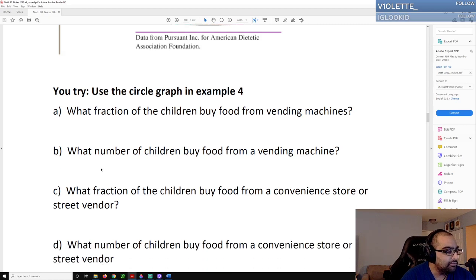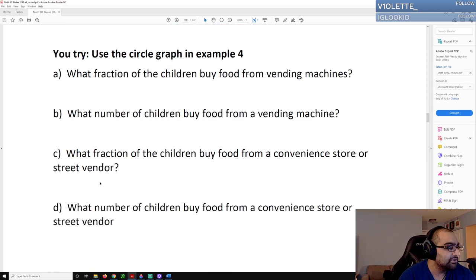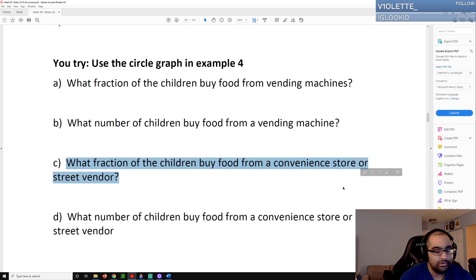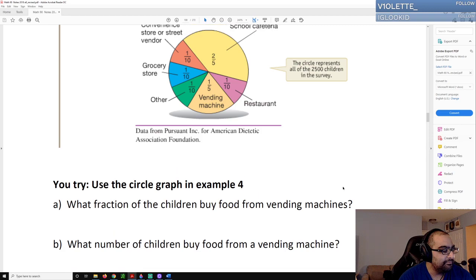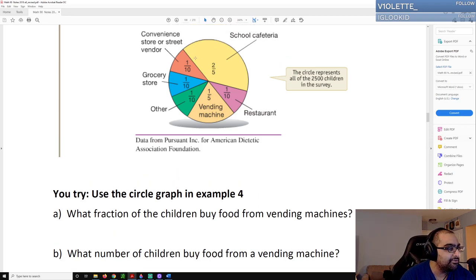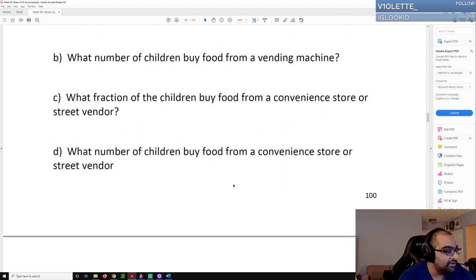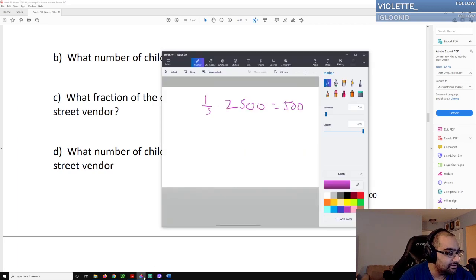But the one I want to focus on here specifically is going to be letter C. Letter C is kind of the bigger one. It says, what fraction of children buy food from a convenience store or a street vendor? So they buy it from a convenience store or a street vendor. So we have 1/10 here. Wow, that's pretty small. And then what number of children buy food from a convenience store or a street vendor? We take 1/10 times 2,500, and we get, what do we get here? 250.